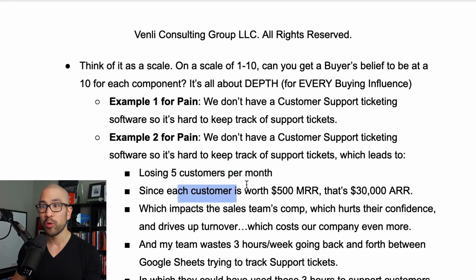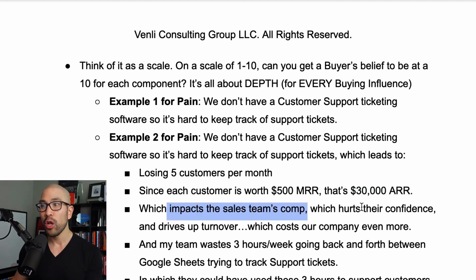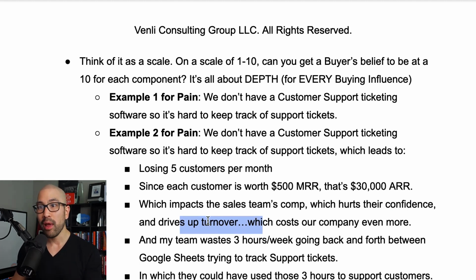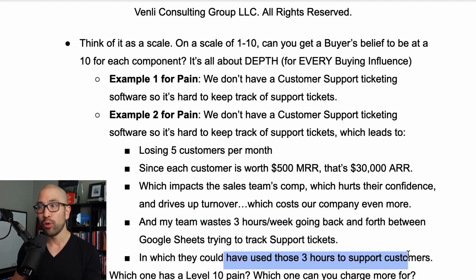And since each customer is worth $500 monthly recurring revenue, that's $30,000 monthly recurring revenue, or annual recurring revenue for the year, which ultimately impacts the sales team's compensation, which hurts their confidence and drives up turnover, which costs our company even more. And my team wastes 3 hours a week going back and forth between Google Sheets trying to track support tickets, which they could use to support customers.